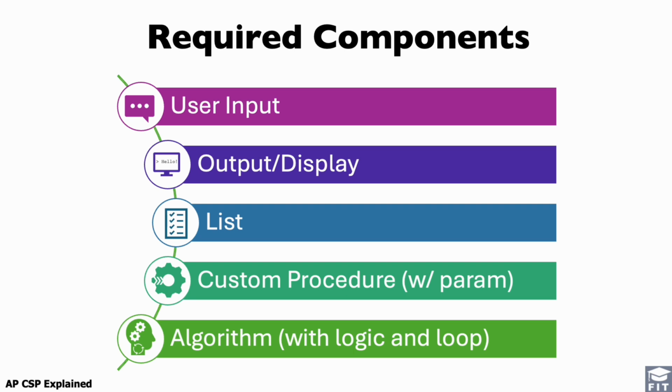Here's a quick visual checklist of what your project must include: an input, an output, a list, a custom procedure, and an algorithm that uses both selection and iteration. All of that needs to be clearly shown in your video and explained in your written responses during the AP exam.